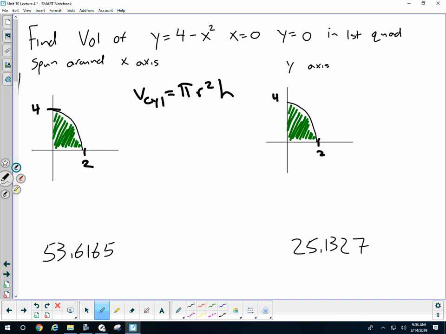Pi r squared h. So don't forget to, first of all, get a pi in front of there. And then to square this, you'll have to put it in parentheses and then square it. Okay? It's no longer just f of x dx. That's area. That's height times width. It is now pi r squared h. Don't forget the pi. Did you get the 2 by setting the 4 minus x squared equals to 0? Yes.